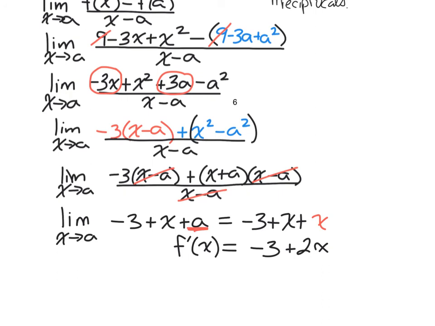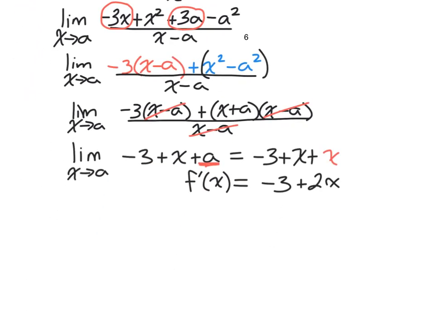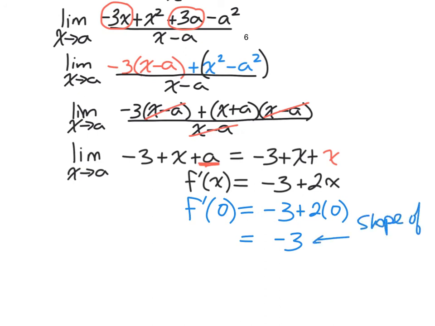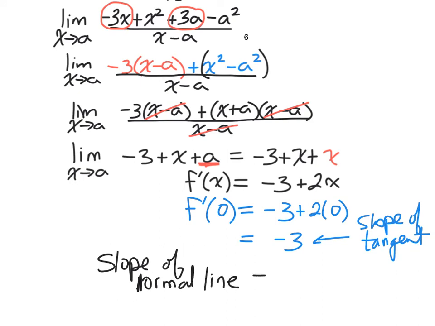All right, so now what I need to do is find the normal to the curve at x equals 0. So first that means I have to find the slope of the tangent at x equals 0, so I'll find f prime of 0, which is -3. That's the slope of the tangent line. So the slope of the normal, which is going to be perpendicular to that slope, would be the opposite reciprocal of that, so +1/3.